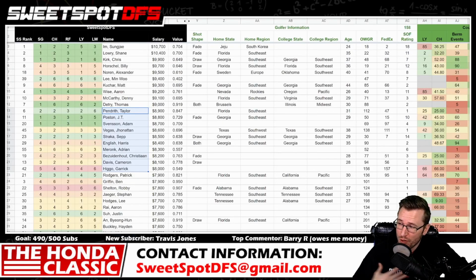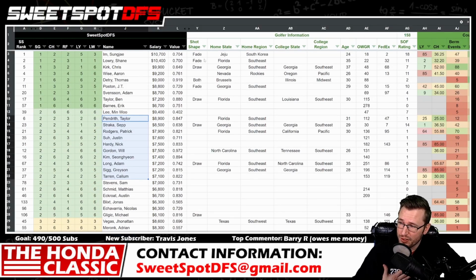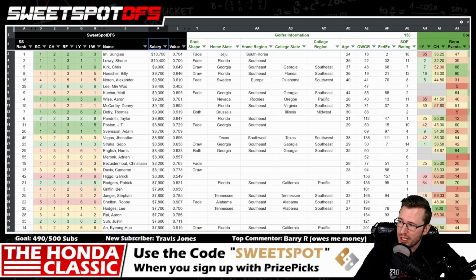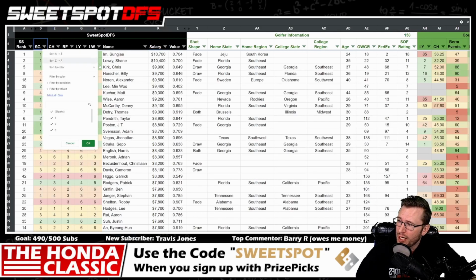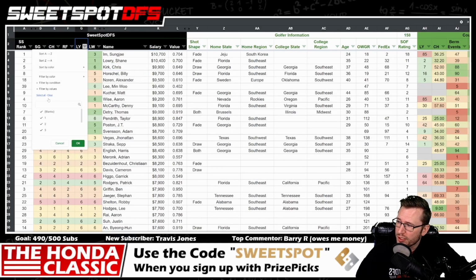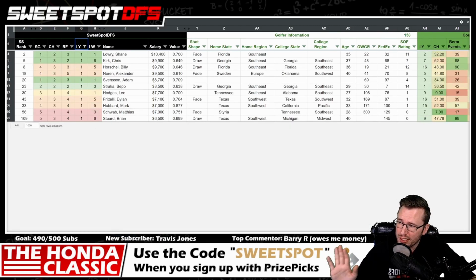And if you're following along with me again on the cheat sheet, you can also use that DraftKings filter. I'm going to filter by salaries, top to bottom. And I'm also going to clear everyone out of the last year bucket, and only select last year one.